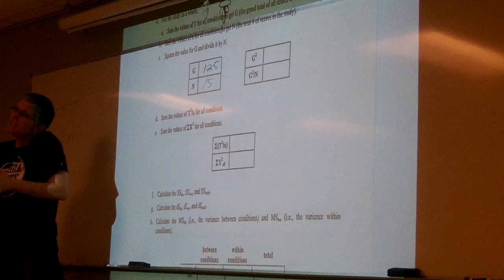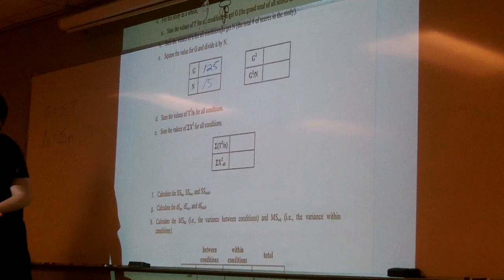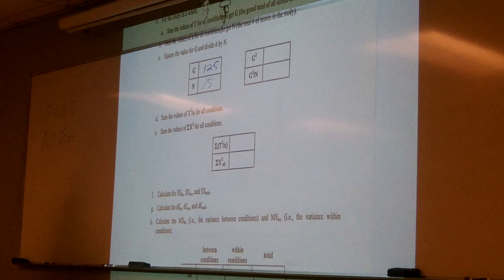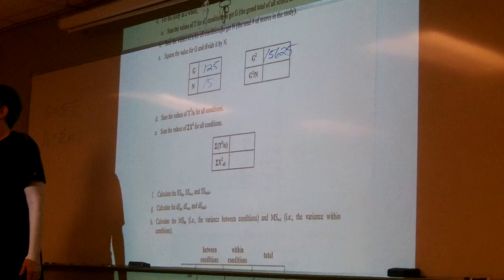Okay. Now, G squared. No tricks. What do you think we're going to do? Square G. That's right. I'm not making it up. Just square it. If we square 125, we get a honking huge number, which is? 15,625. Jeez. Quick, let's divide that by something and make it smaller.